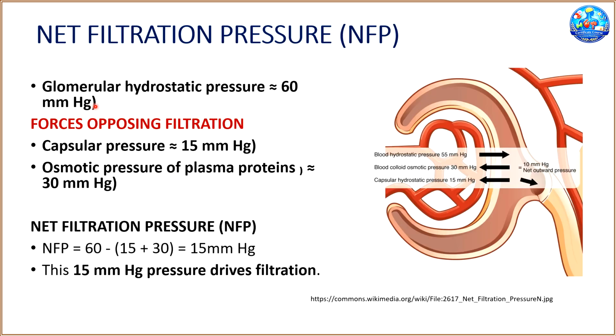As indicated, the glomerular hydrostatic pressure is 60 mmHg, while the opposing pressure, that is the capsular pressure, is 15 mmHg, while in human beings the osmotic pressure of plasma proteins is around 30 mmHg. So when we try to find out the net filtration pressure, NFP, it will be the sum of the opposing forces subtracted from the glomerular hydrostatic pressure, which comes to around 15 mmHg. So this pressure is driving the filtration.